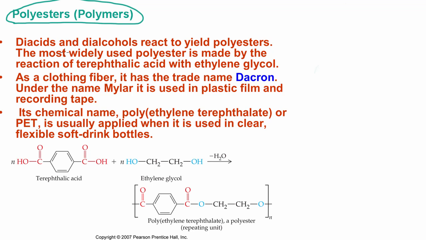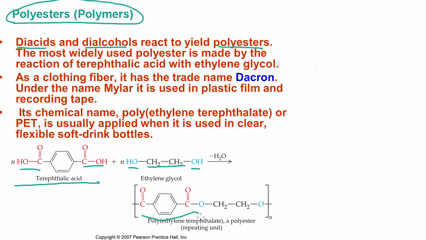These are polymers, and what it takes is a diacid and a dialcohol, and they react in order to yield the polyester. There are different polyesters, but here's one example. They take terephthalic acid. Notice it's a diacid, and they react that with ethylene glycol, which of course is a dialcohol, and it undergoes the polymerization reaction in order to produce the polyester.